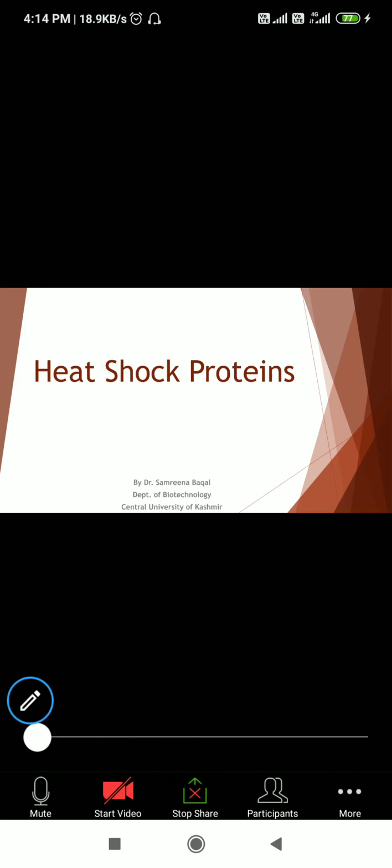Scientists were carrying out experiments before 1960. They observed that when plants are growing under high temperature conditions, these plants don't show much alteration in gene expression. So they realized that there is some mechanism which is helping these plants under the stress condition.